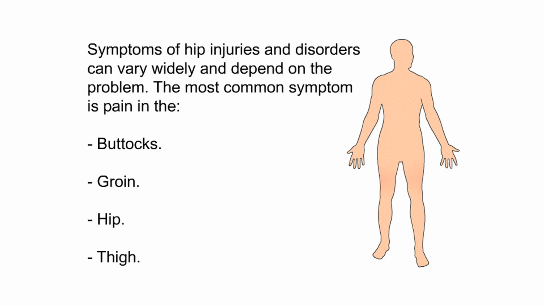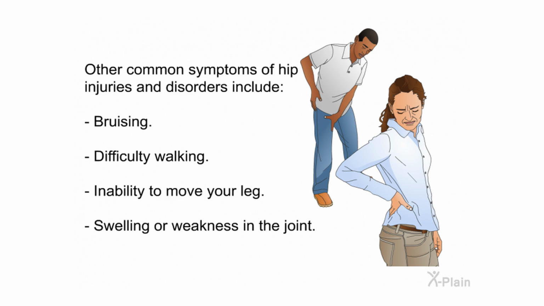General symptoms. Symptoms of hip injuries and disorders can vary widely and depend on the problem. The most common symptom is pain in the buttocks, groin, hip, or thigh. Other common symptoms of hip injuries and disorders include bruising, difficulty walking, inability to move your leg, swelling or weakness in the joint.